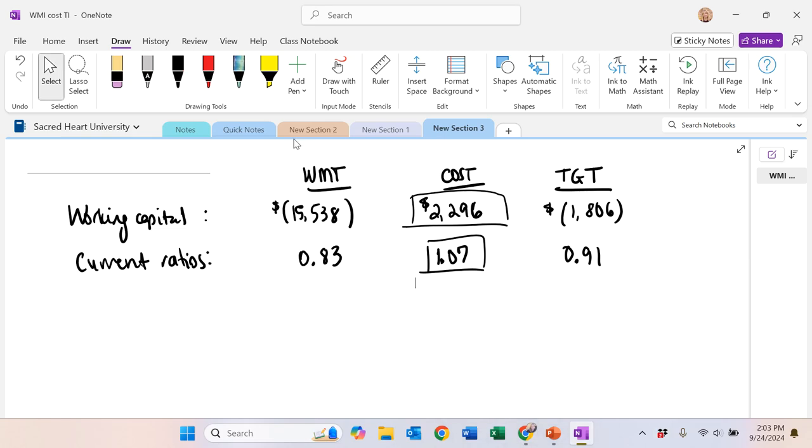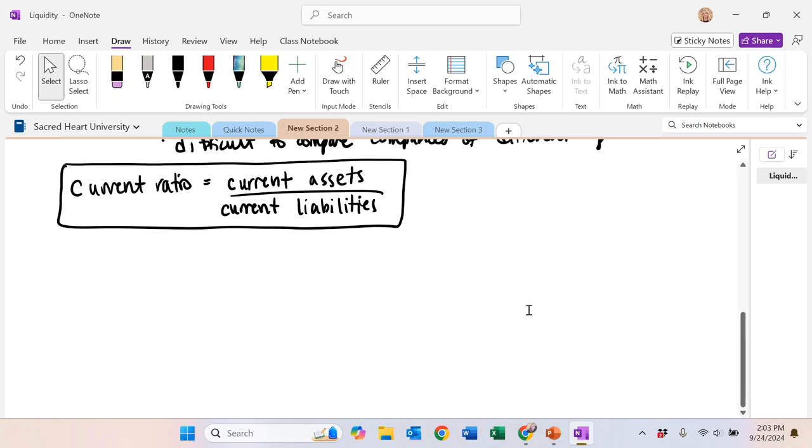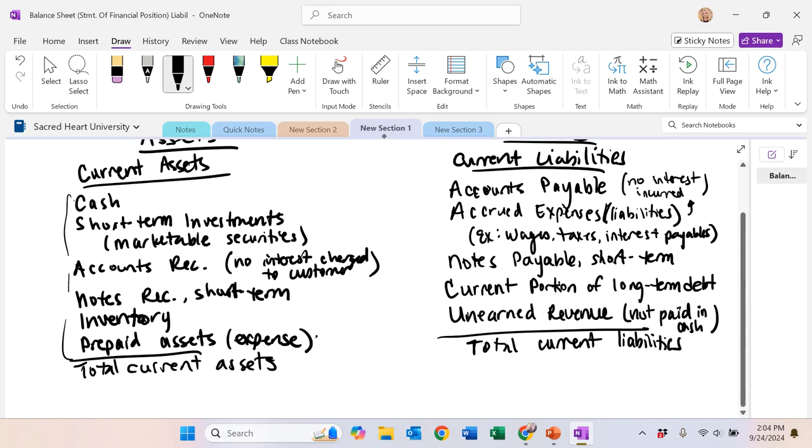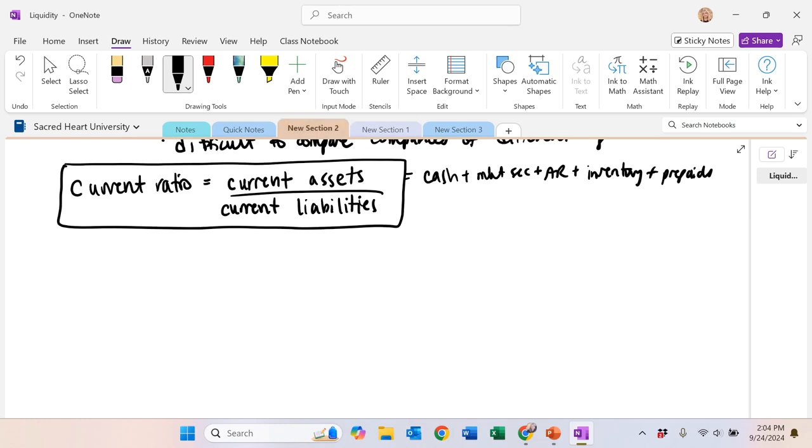And a more stringent test than the current ratio is called the quick ratio. So remember, the current assets, when we talk about the current ratio, we're saying cash, marketable securities, accounts receivable, inventory, prepaid assets, right? Everything we saw on our balance sheet here is going to go into that numerator, and everything we saw in the current liabilities goes into the denominator, even our one liability that is not paid in cash. So a more stringent test than the current ratio is called the quick ratio.